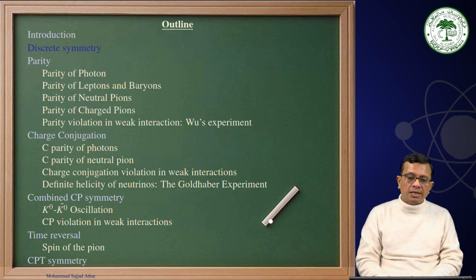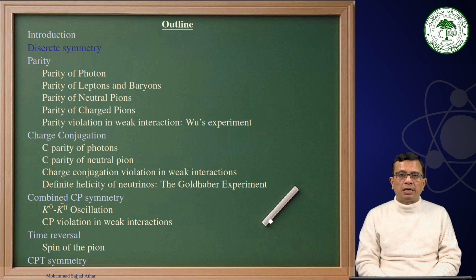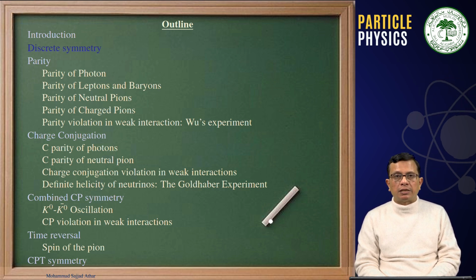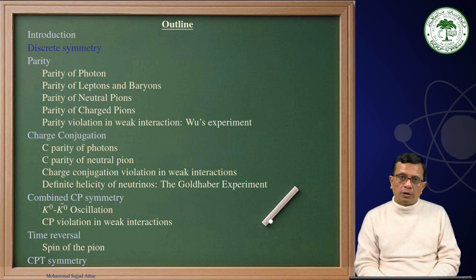Now, in our next class, we shall start discussing the discrete symmetry. There I will first start with the well-known example of discrete symmetry, that is the parity operation and its consequence, particularly in weak interaction physics, and how we determine the parity of mesons, and why we cannot determine the parity of leptons and baryons.